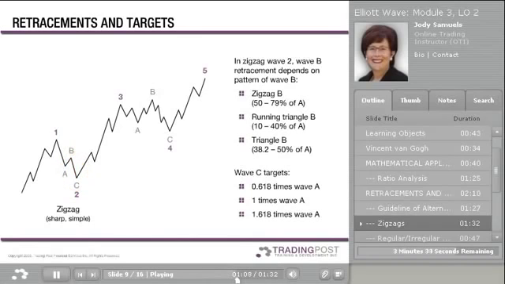A second point worth mentioning is that of channeling a zigzag correction. A line connecting the beginning of wave A and the end of wave B is often parallel to a line connecting the ends of waves A and C. For forecasting the end of wave C, it often ends on a parallel line off of the end of wave A.